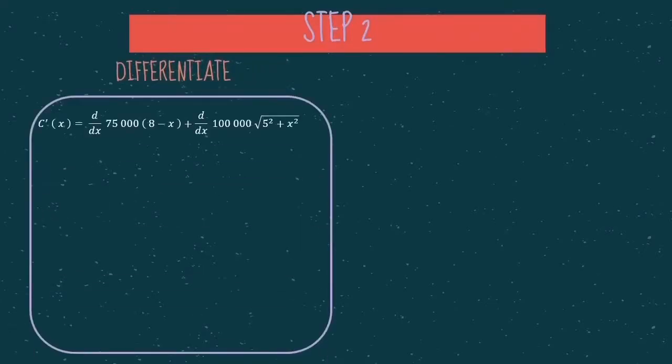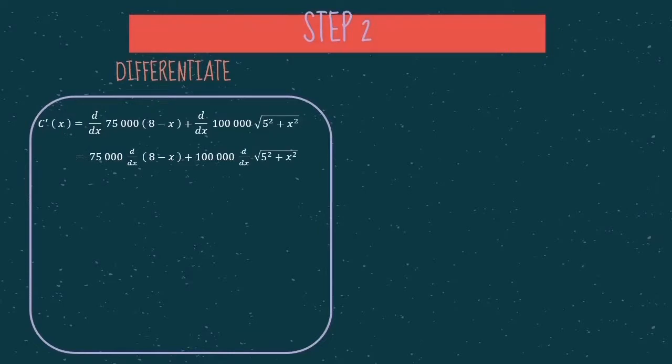We go to step 2. For step 2, we need to get the total cost for WB through point P. If we see the diagram just now, in order to get the total cost for WB through point P, we need to add the cost for WP with the cost of PB. But first, we need to differentiate it. Differentiate the cost WP plus cost PB. So C prime x equals d over dx of 75,000 times 8 minus x plus d over dx of 100,000 times the square root of 5 squared plus x squared.